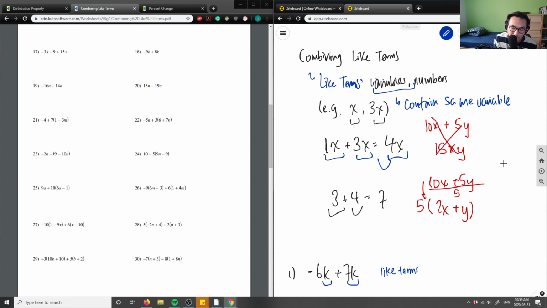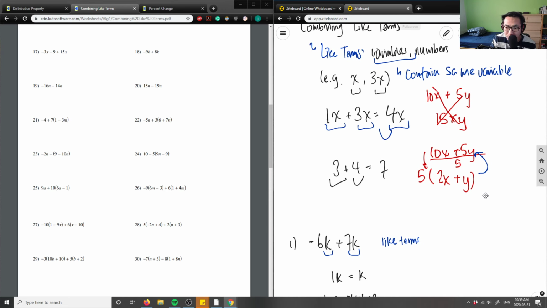And if I did the opposite, if I did distributive property, I would go back here, right? I would do 5 times 2x would equal 10x, 5 times y would equal 5y. So if I'm going backwards, it would be the distributive property. Going forwards, it's factoring. But don't worry about factoring for now. We'll do it in a much later video.